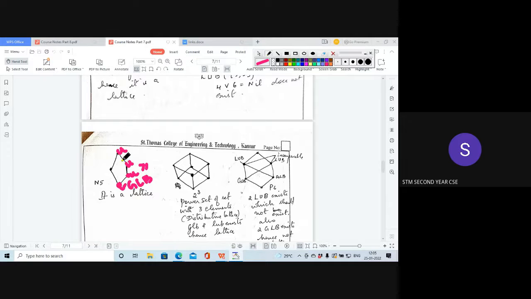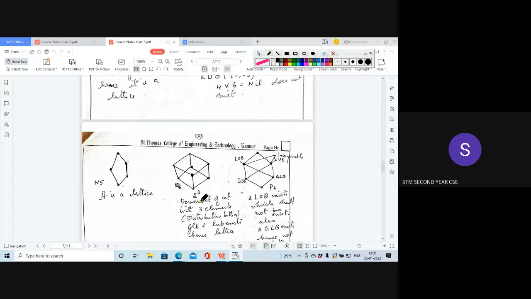So if you look at any pair, this is a chain. If it is a chain, then every element in the chain is related to each other. So just remember that by looking at the lattice itself, we can find out. So if it forms a chain like this, and here also you have another chain, we have two chains here. If it is a chain, then each element in the chain is related to each other. Then it forms a lattice.